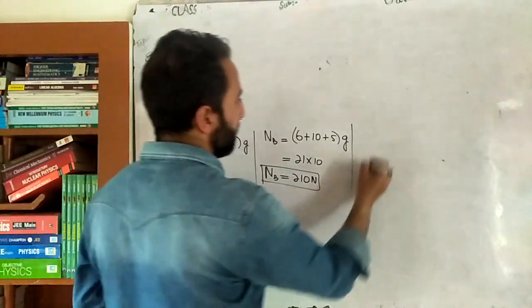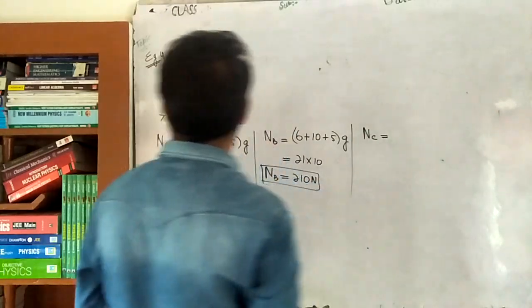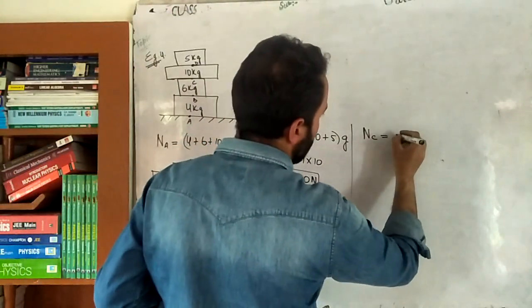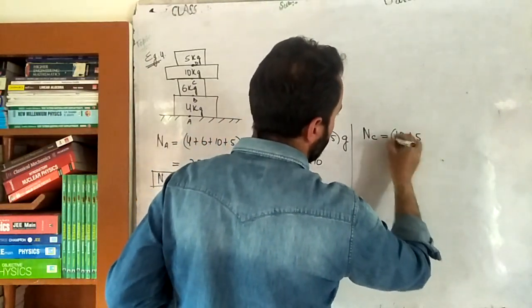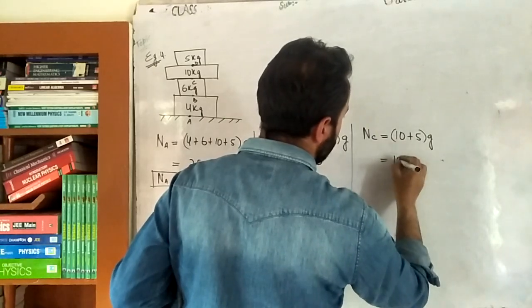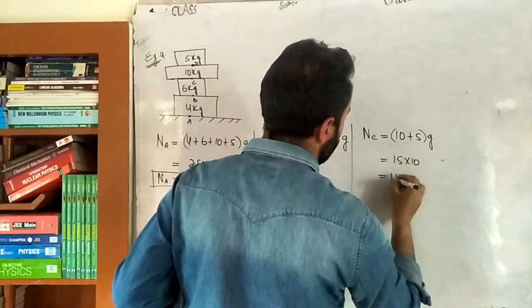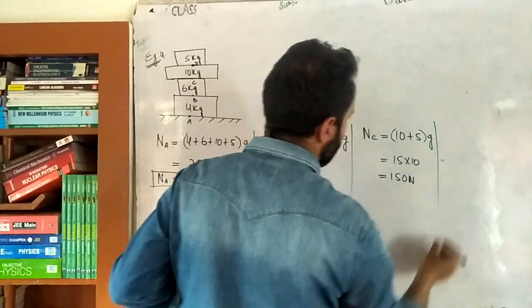Then you want to calculate normal reaction at the point C. At the point C, normal reaction again because of the mass above. That is 10 plus 5 multiplied by g. That is 15 into 10, which is 150 Newton. Then normal reaction at the point D.